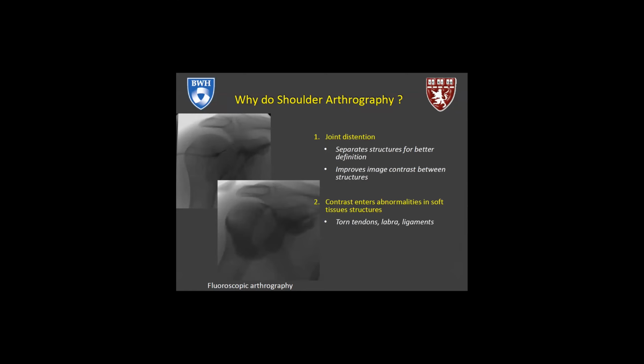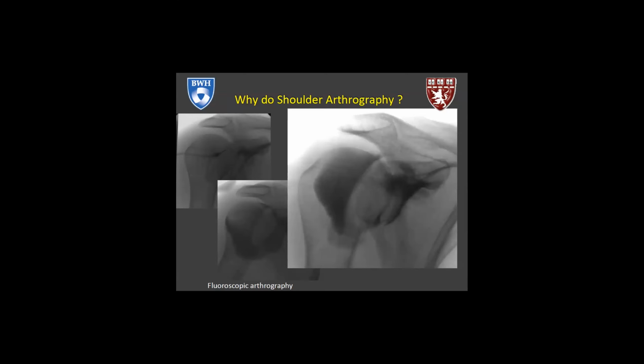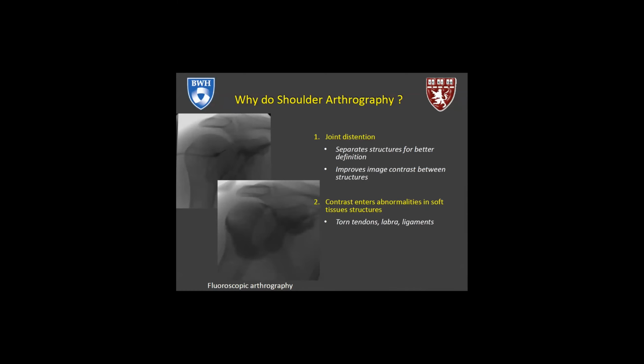So the second is obviously contrast is going to enter into abnormalities within these soft tissue structures. So if we have torn tendons, labra, or ligaments, we'll be able to see contrast being imbibed in those areas. So here's another example where we have glenohumeral joint contrast, and here's normal on the left. And in this case, we see that there's extra contrast that's opacifying inferior to the axillary pouch. And this is also known as your humeral avulsion of the inferior glenohumeral ligament, otherwise known as a HAGL lesion. So with that defect in the inferior glenohumeral ligament, we'll see contrast going through those abnormal tears within the soft tissues.